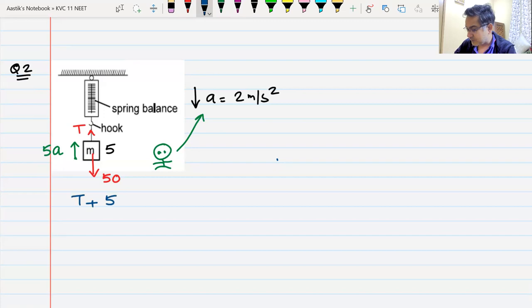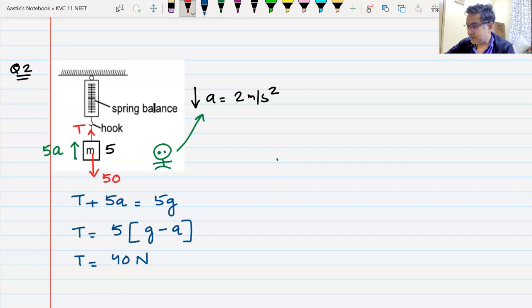5A is upwards. So T plus 5A is equal to 5G. Or I can write in this case, T is equal to 5 times, or M times, G minus A. So T will be equal to 40 newtons. So what do I see? And I can remember it so that I don't have to do it again and again.